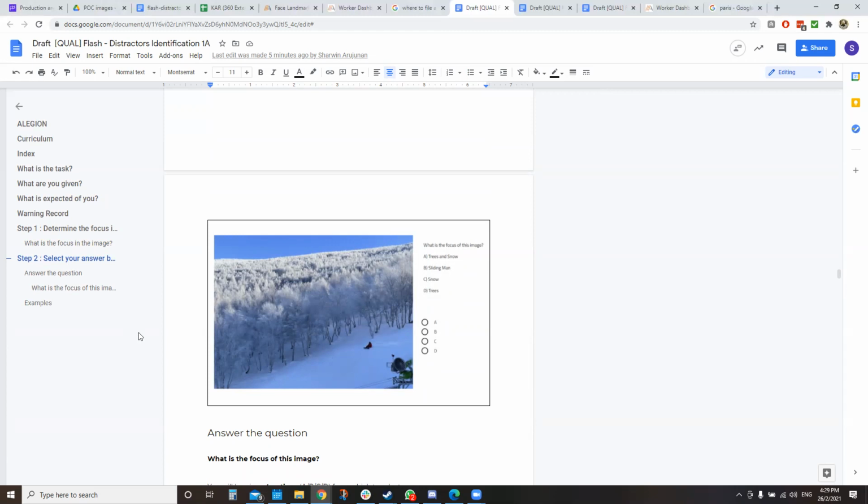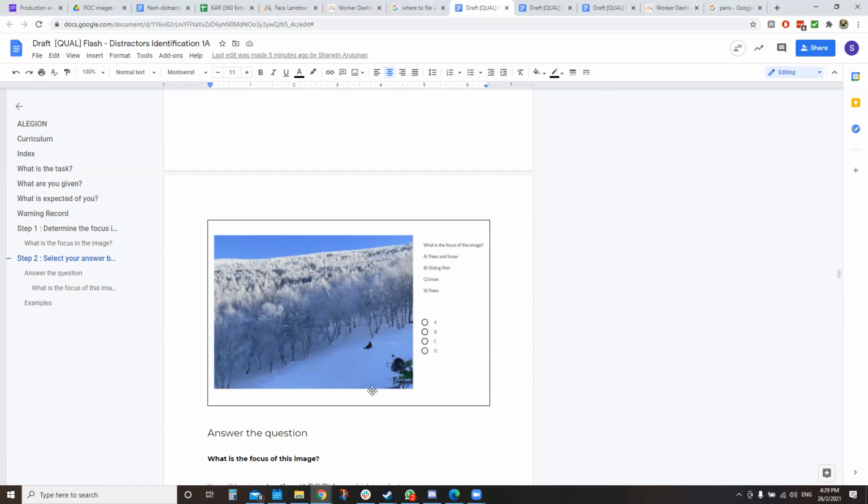The only thing is, just because you're focusing on one or two things, don't accidentally miss the distractor, because that is also important. Here, the man and the snow are equally important. The only thing that's not important is this thing here.